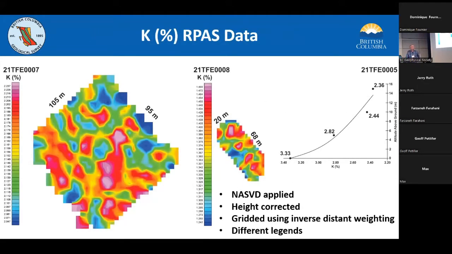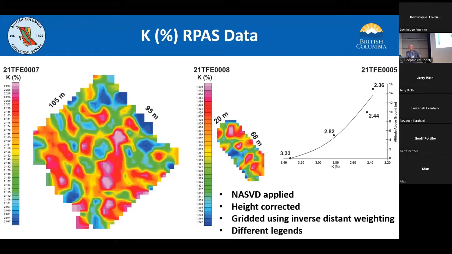Okay, so here are our data. This is survey 7, survey 8, and then survey 5. There are dimensions here to give you an idea of scale. These were actually fairly small surveys. Some description here about what was applied or how the data were processed. Nicholas talked about NASVD, which was great, and height correction. These data were gridded using inverse distance weighting. What's important to note is these legends are actually different. Same color ramp, but the values represented are actually different, and the range of values is actually not that great. It's from just over 2% to just over 2.2% in those plots.